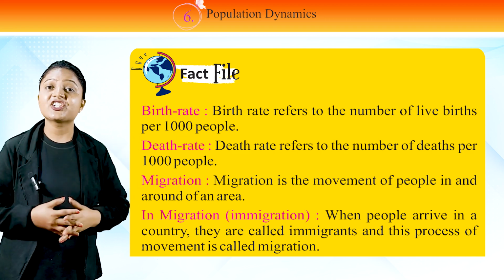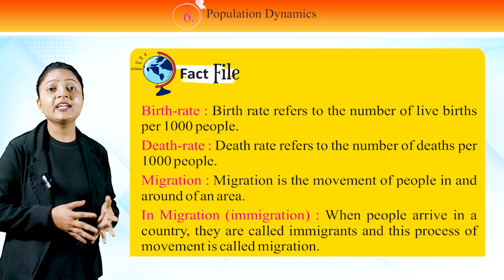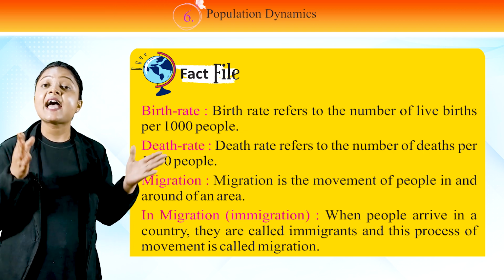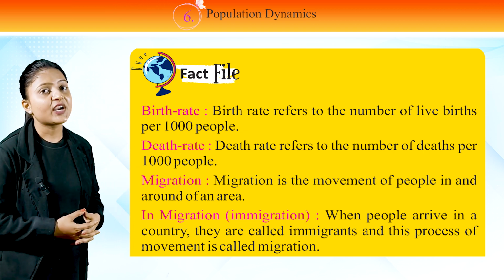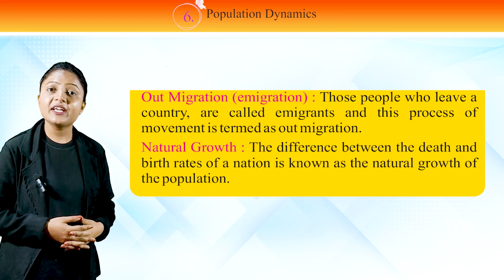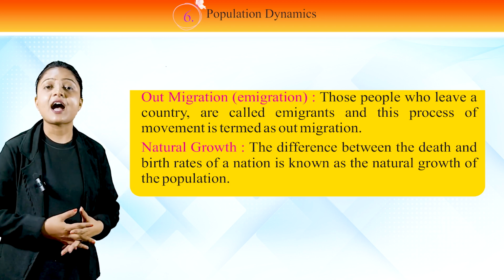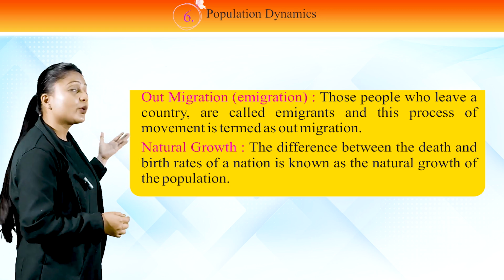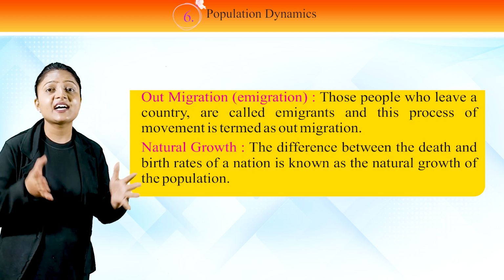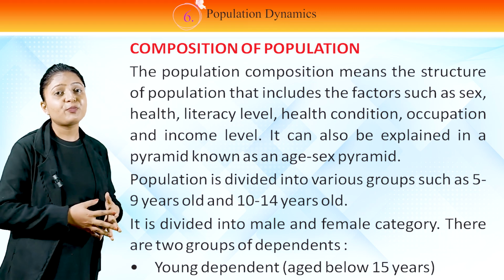Migration. Migration is the movement of people in and around an area. In-migration, immigration. When people arrive in a country, they are called immigrants, and this process of movement is called immigration. Out-migration, emigration. Those people who leave a country are called emigrants, and this process of movement is termed as out-migration. Natural growth. The difference between the death and the birth rate of a nation is known as the natural growth of the population.